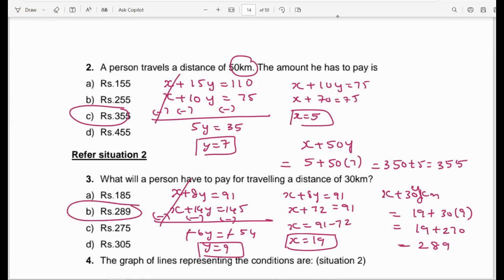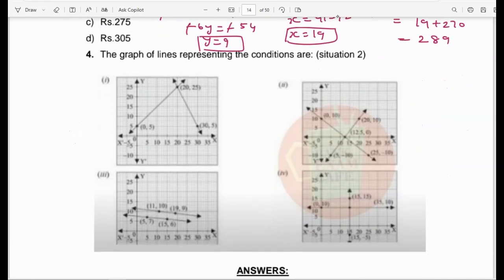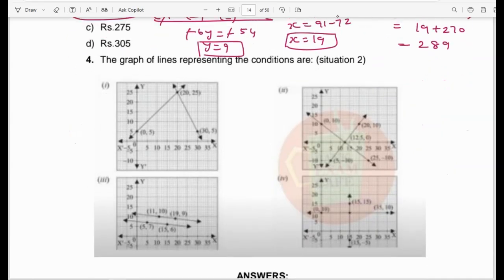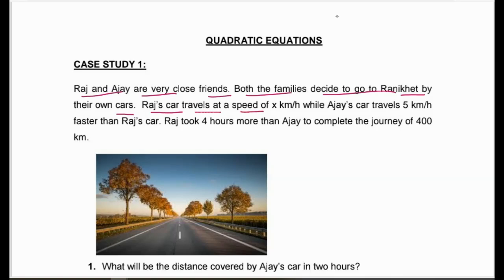Then next question is, the graph of the line represents the conditions in the situation. It will be the third one. The situation will be, here we have 19 and 5. We got the answers 19 and 5. Then Raj's car travels at a speed of x kilometer per hour while Ajay's car travels 5 kilometer per hour faster than Raj's car. Raj took 4 hours more than Ajay to complete the journey of 400 kilometer.